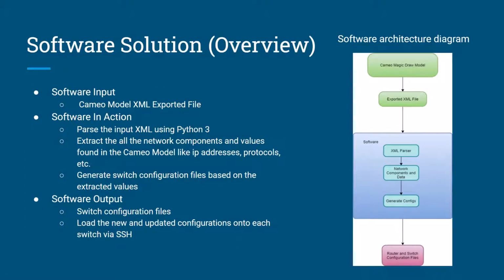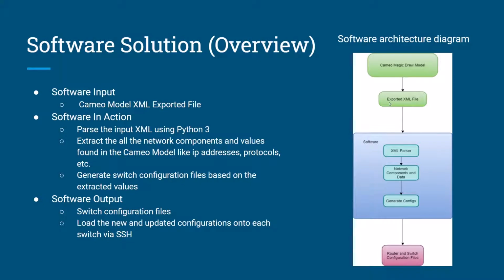Now let's go into a little bit more detail about our software solution. So here on the right we have a high-level software architecture diagram, just basically detailing how our software actually works. So we have our Cameo MagicDraw model, and then we export an XML file from the Cameo model, and we take that as input to our software.